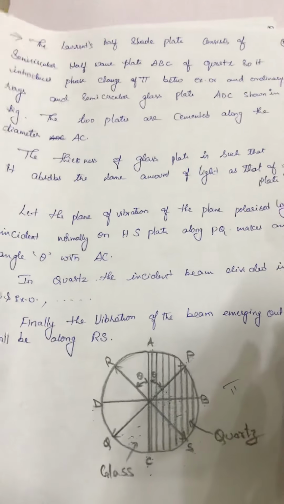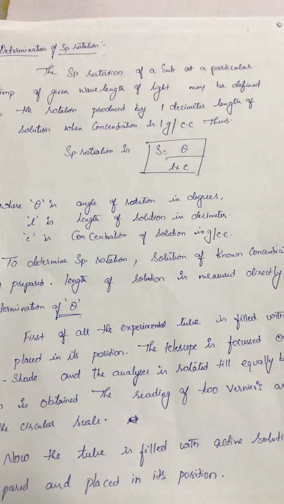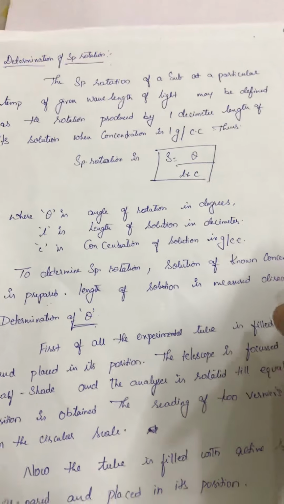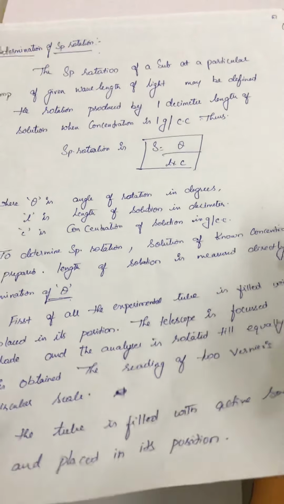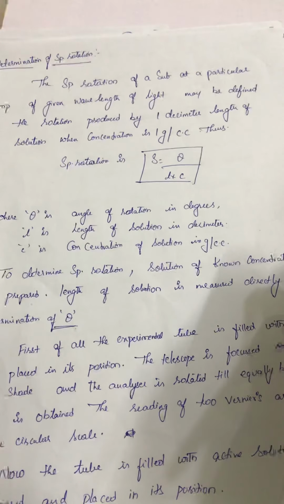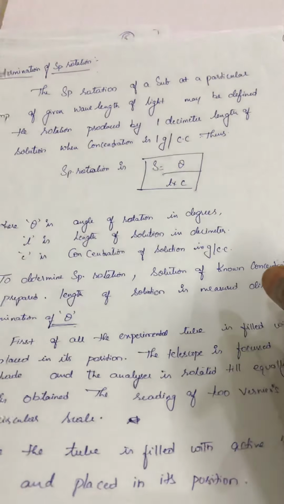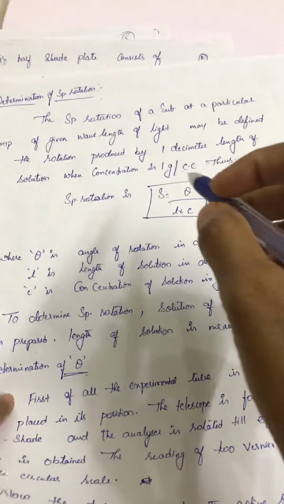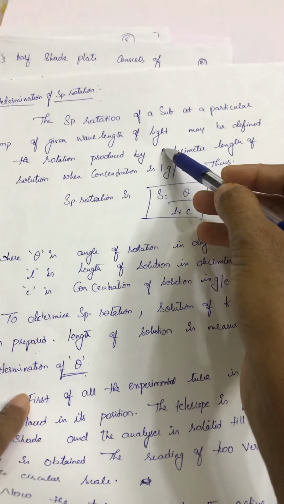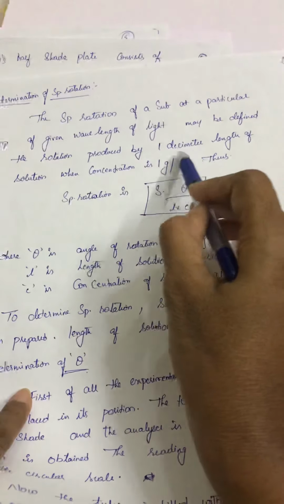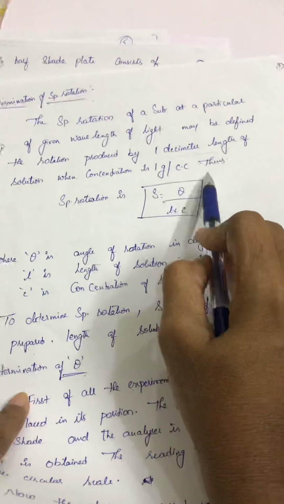Next, we are going to see the determination of specific rotation. Now we are going to find out the angle theta. So first of all, what is specific rotation? First we should know about the specific rotation. The Lorentz half shade polarimeter is used to find the specific rotation of a solution, right? Specific rotation at a particular temperature and given wavelength of light is defined as the rotation produced by 1 decimeter length of its solution when the concentration is 1 gram per cc.